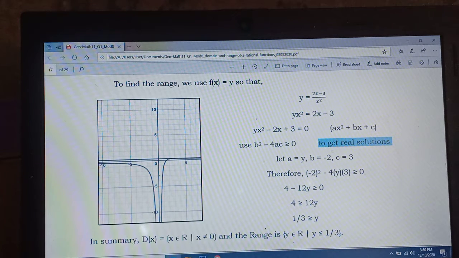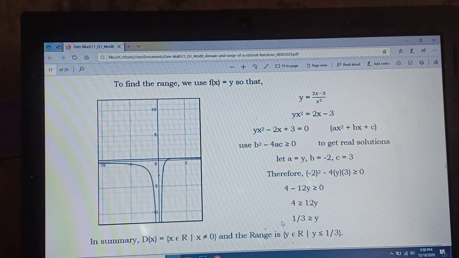Transpose 4 is greater than or equal to 12y. Then divide by the coefficient of y. That will be 4 divided by 12, and 12 divided by 12. And 4 over 12 is 1/3, to come up with y. So the answer is, let's rewrite this, y is less than or equal to 1/3.